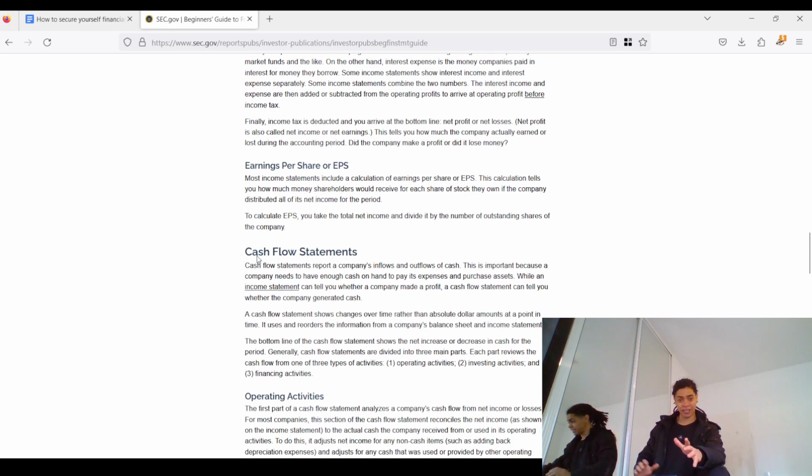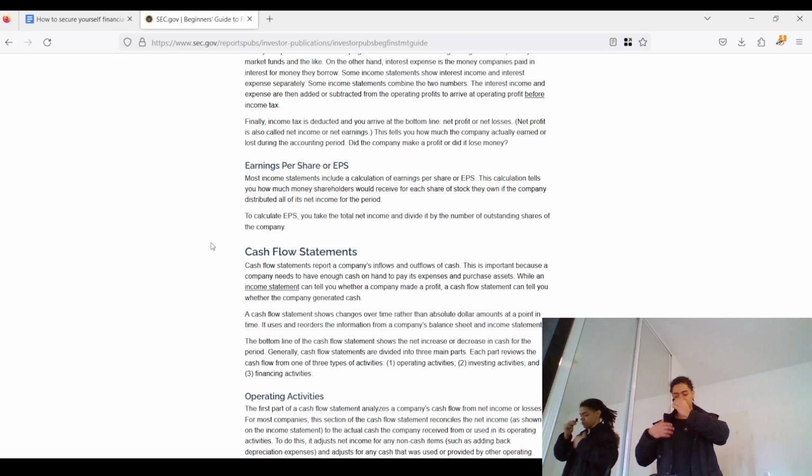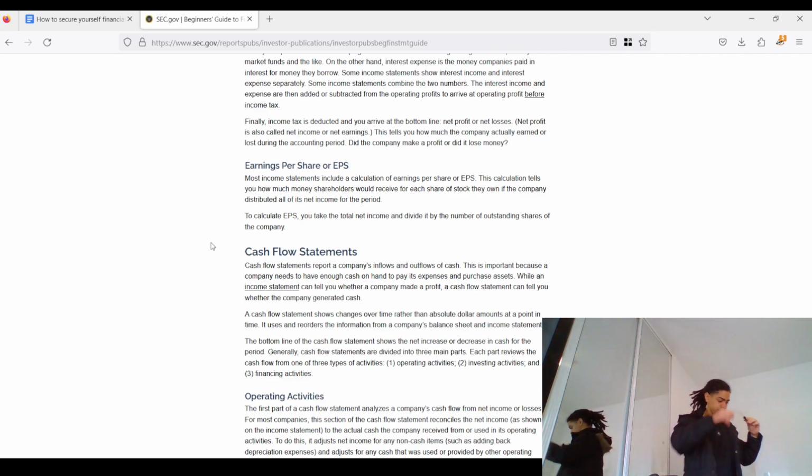And then I look at the cash flow statement, which reports a company's inflow and outflow of cash. And this is very important because a company needs to have cash on hand, much like a person, to purchase assets or pay expenses.